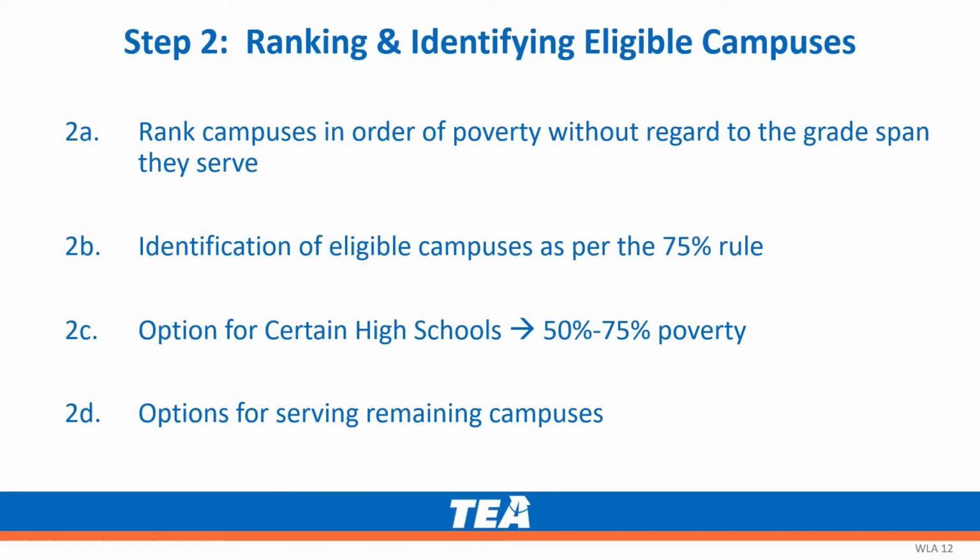Step 2 is broken down into 4 steps. These steps include how to rank campuses in order of poverty without regard to the grade span they serve, identification of eligible campuses as per the 75% rule, option for certain high schools that are going to be served between 50% and 75% poverty, and options for serving the remaining campuses.